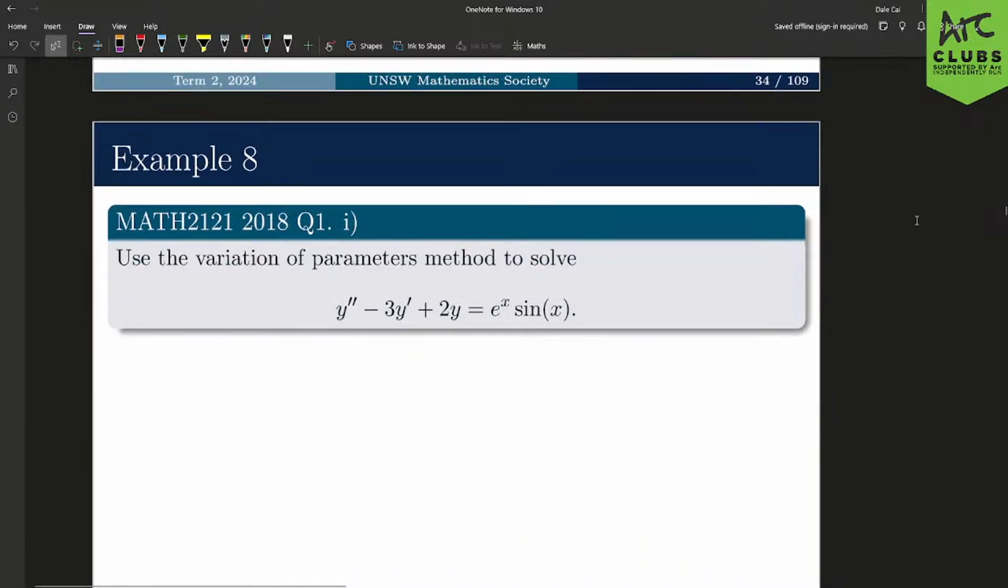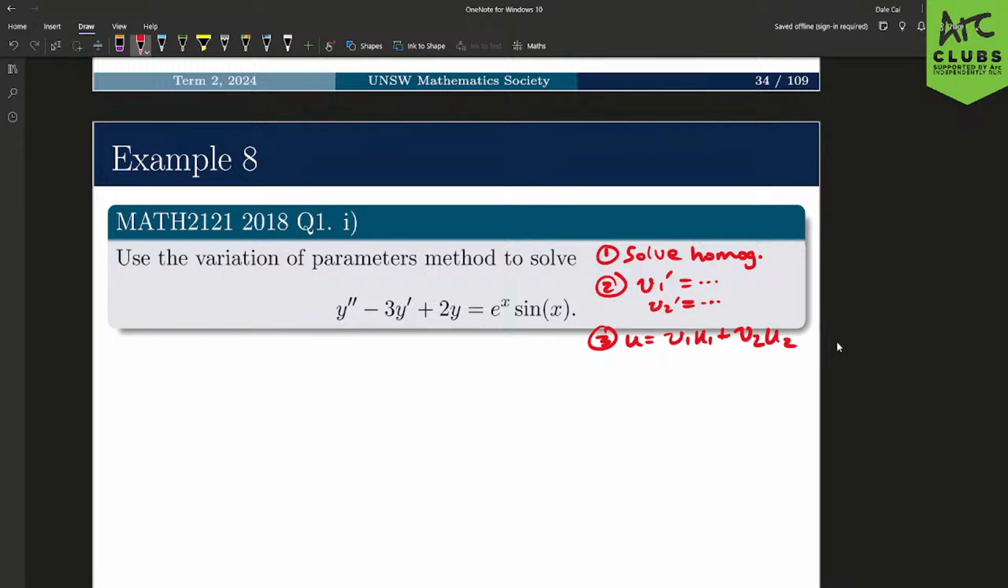Okay, variation of parameters to solve this. So remember the steps here. The first step is to solve the homogeneous case. And then step 2 is find v1 prime and v2 prime. And then step 3 is, our solution is v1, so integrate this, times u1, plus v2, which is the integral of this, times u2.